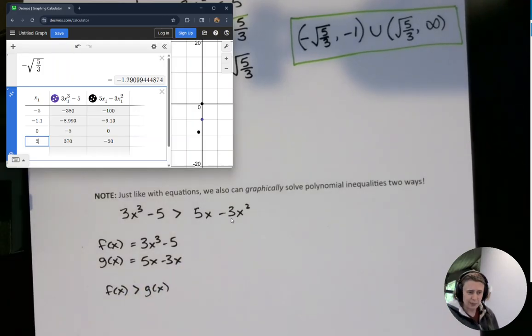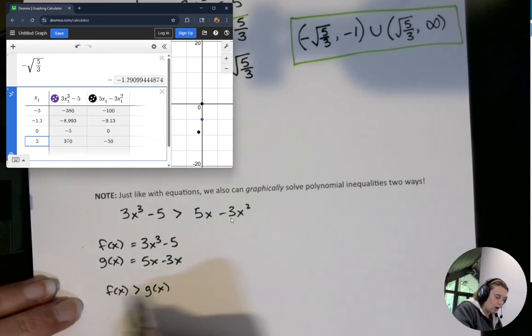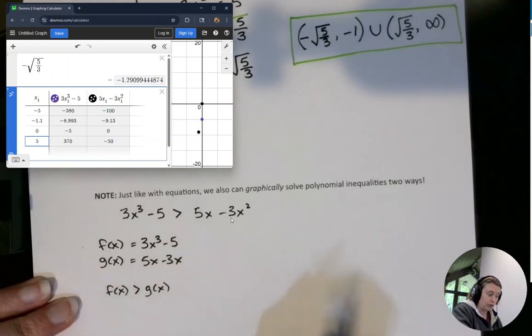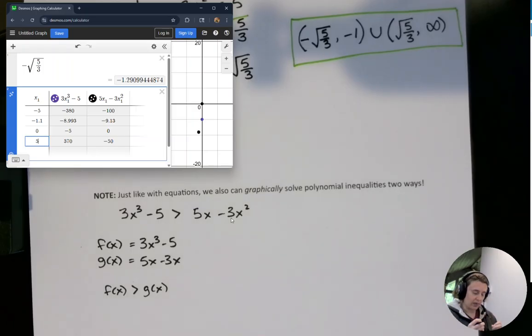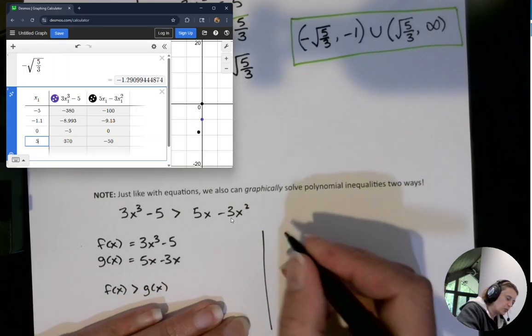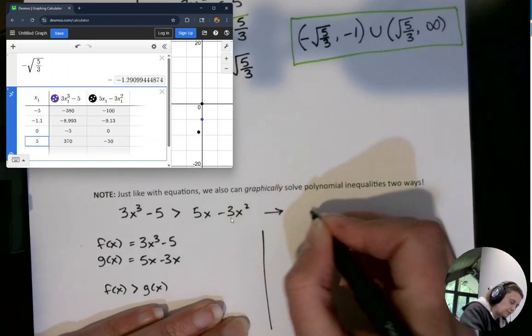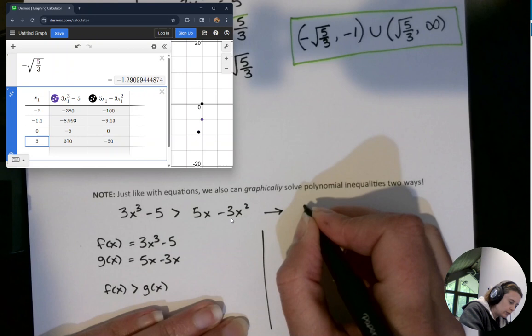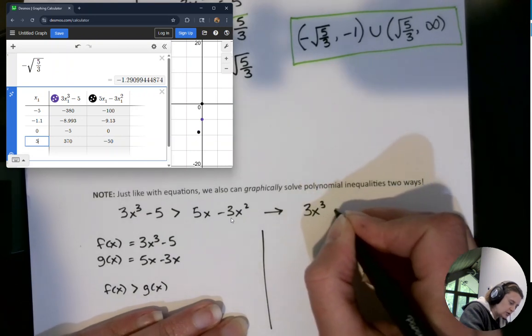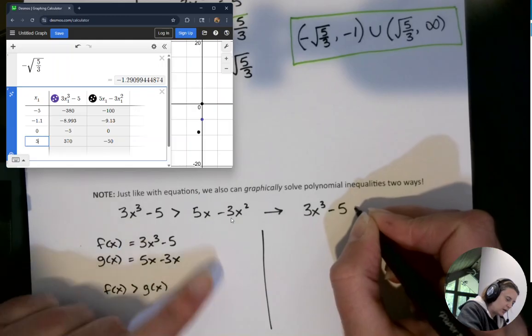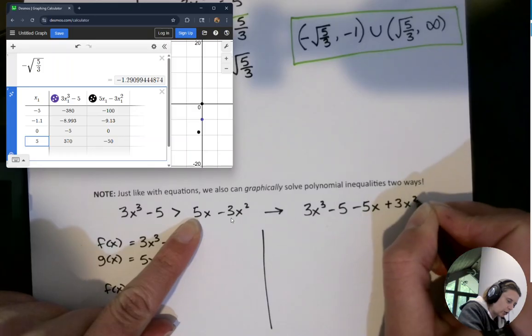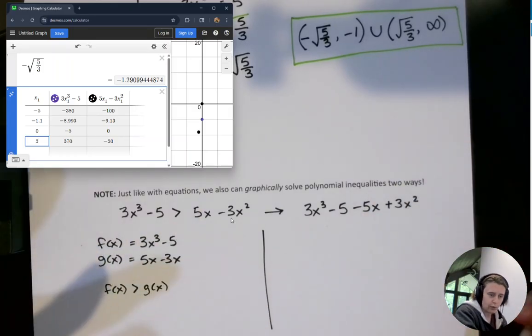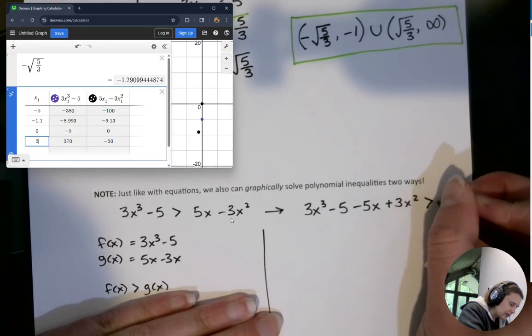This is possible, but it's not maybe the best way to do this because I don't know where they're going to cross and how high it is. I know the x values, but I don't know their y coordinates or how hard it is going to be to see when they cross. So another way to do this would be to rewrite this set to 0. So rewrite this as 3x to the third minus 5, and then let's just go ahead and subtract the 5x over and add the 3x squared over. You can put those terms in the correct descending order or not, that doesn't matter. And then compare this to 0.